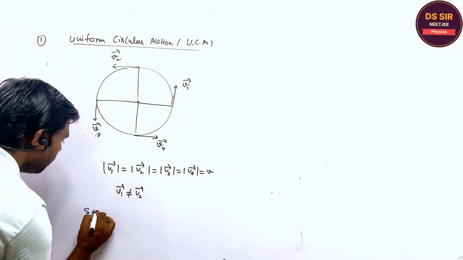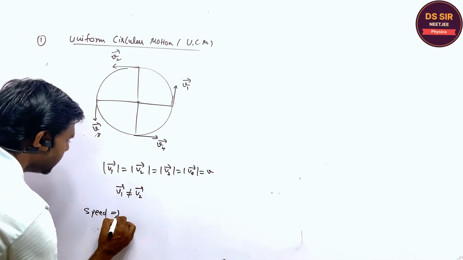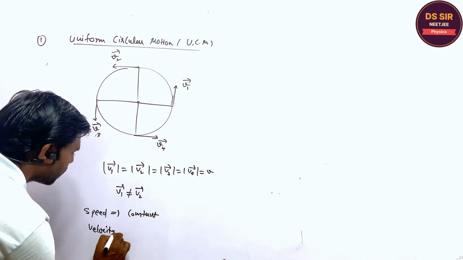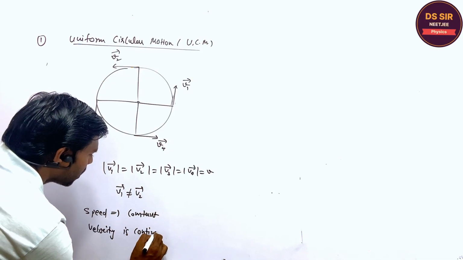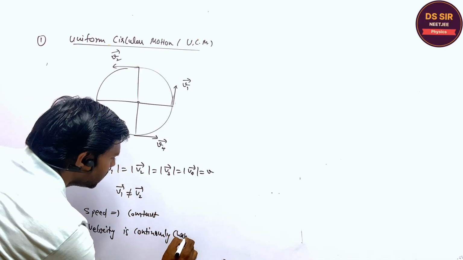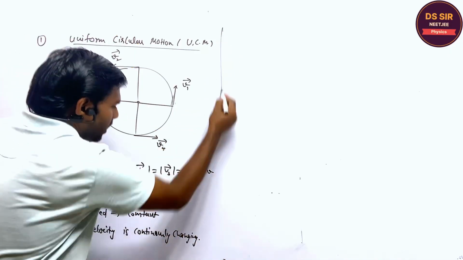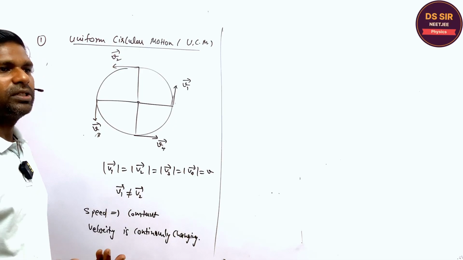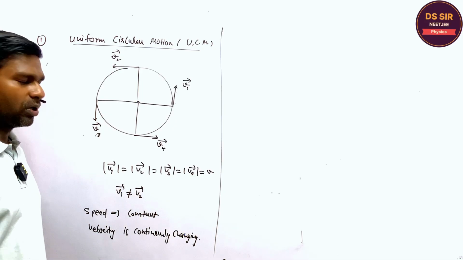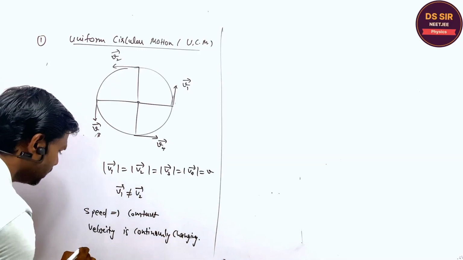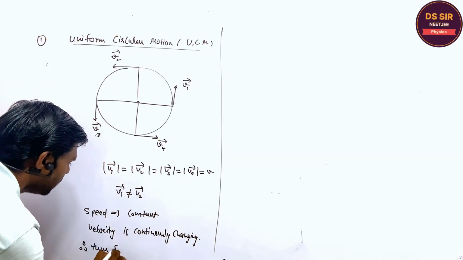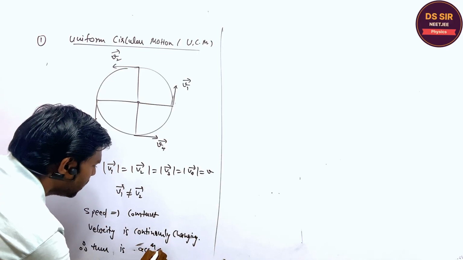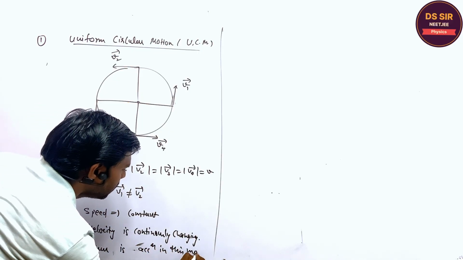So in uniform circular motion, in the UCM, speed remains constant, but velocity is continuously changing. Do you understand or not? If velocity is changing, there must be some acceleration, or not? Yes. What is the acceleration? Rate of change of velocity is called the acceleration. If velocity is changing, therefore there is acceleration in this motion. Do you understand or not?